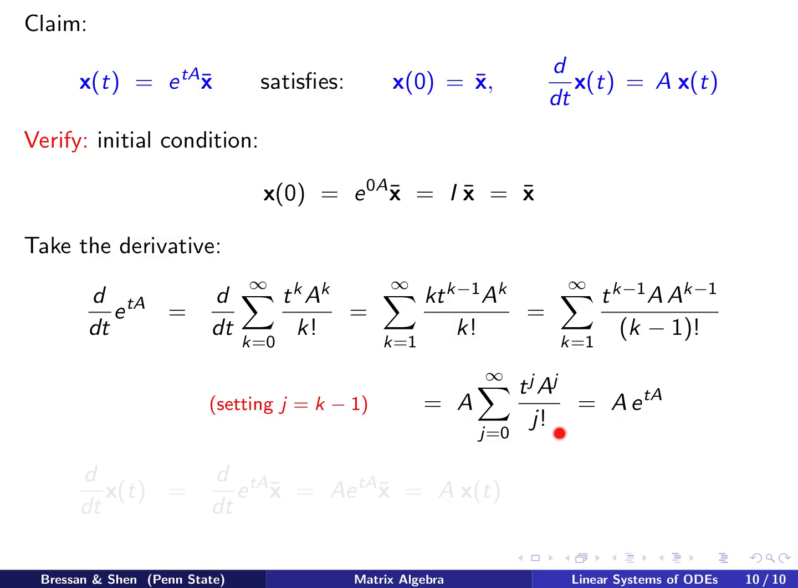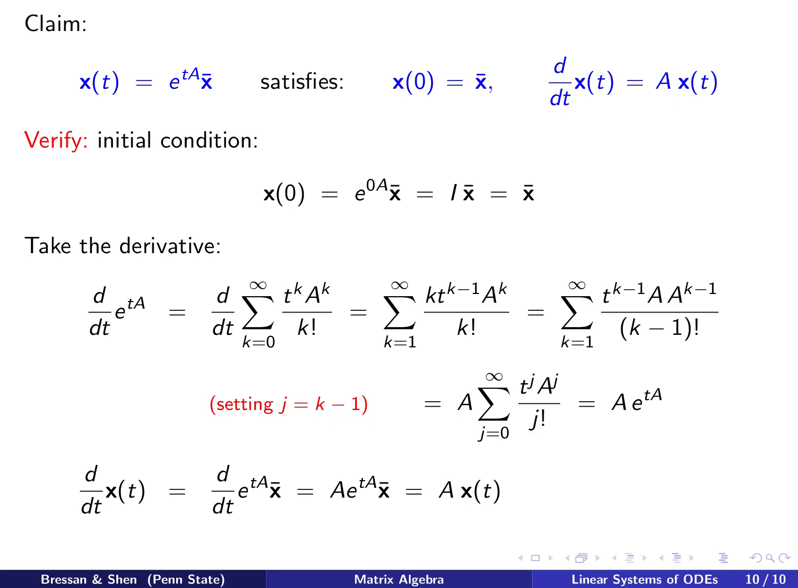And then we recognize that this summation here, if I now write the j back into k, it's just an index. I can call it anything, right? And then we see that this is just the exponential of tA. So I have A times e to the tA.